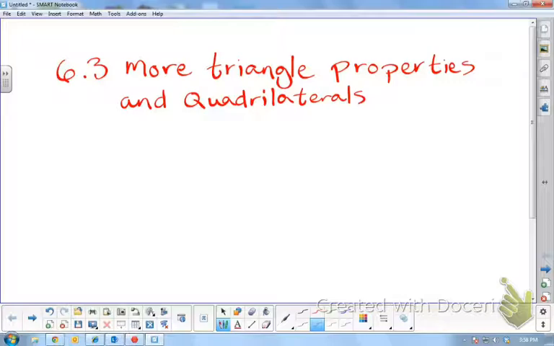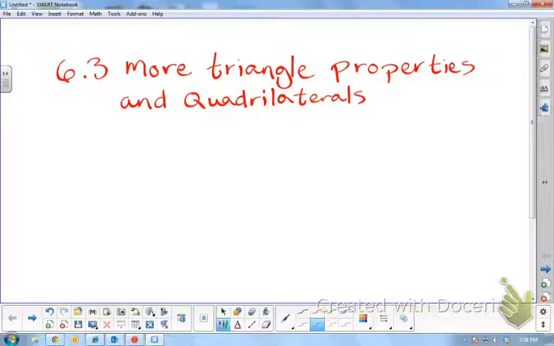So last time we learned a lot of stuff about triangles. We learned ways to prove triangles congruent. We learned altitudes, medians, special lines we can draw in triangles. We learned some new geometry terms. We learned about the Pythagorean theorem.